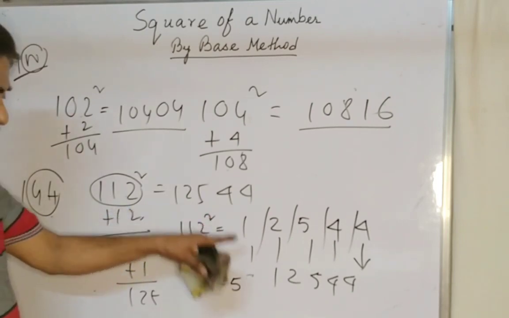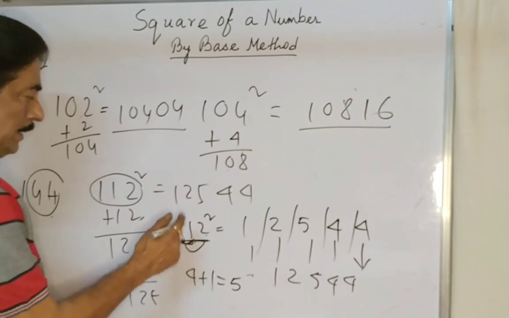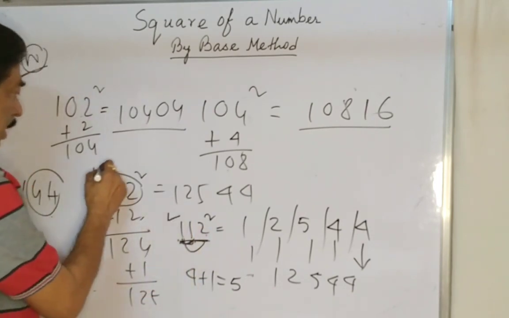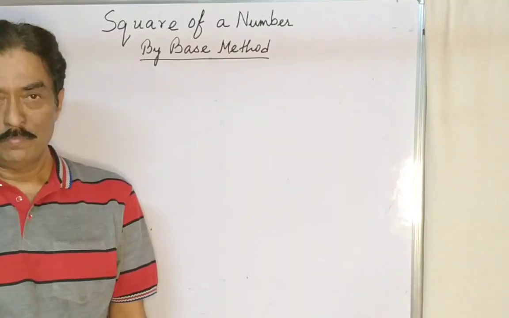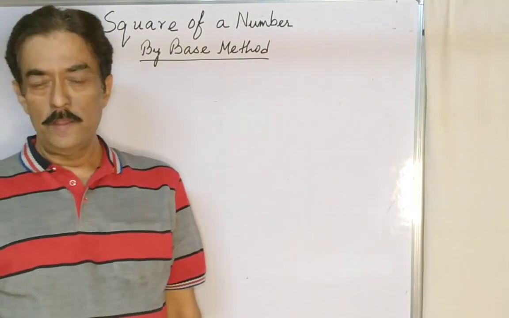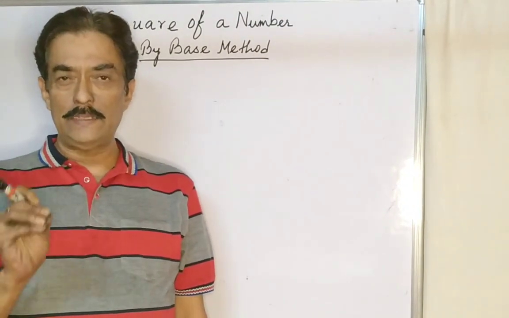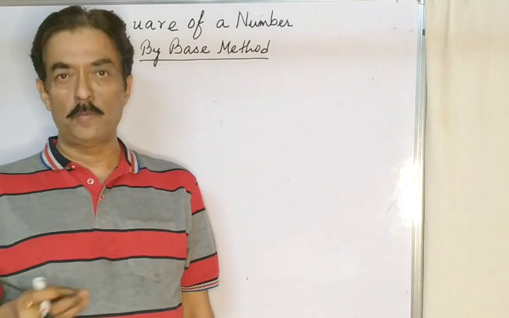1 to 5, double 4, 1 to 5, double 4. Now, in this method, you can do it, but you need more time. So make it a shortcut by the help of the base method. Now, you can apply the base method only when the given number is either below base or above base. Otherwise, you can do it by the normal method.